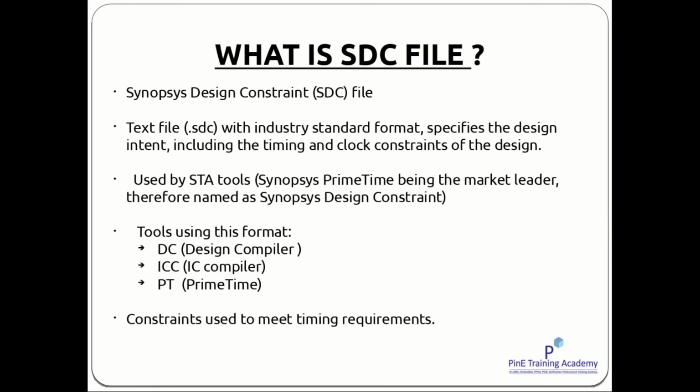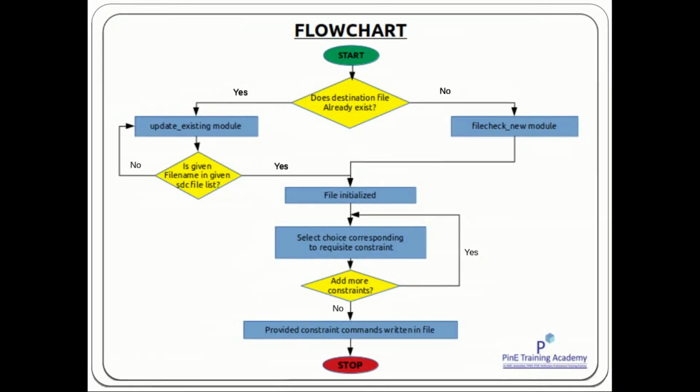Now, having a look over the flowchart of the project, this project takes an input file name as the input. Now, if the destination file already exists, then the update_existing module of the project is called. If no, then the file_check_new module is called.